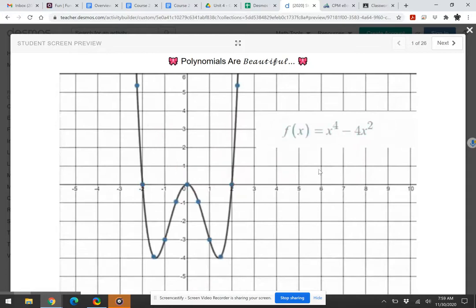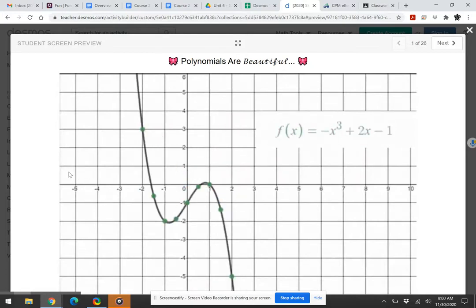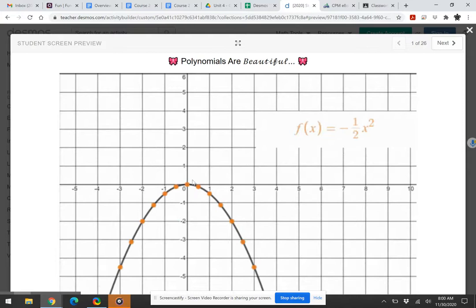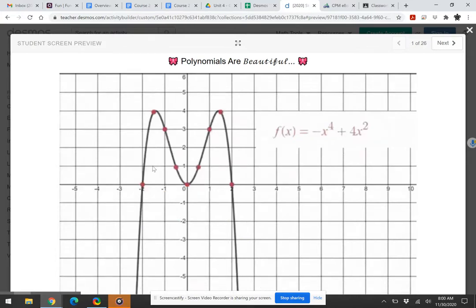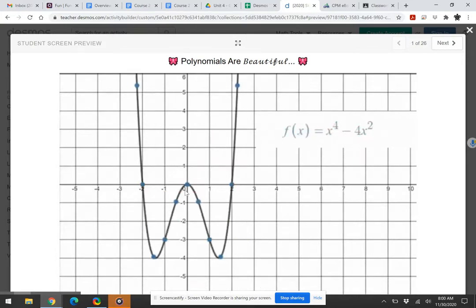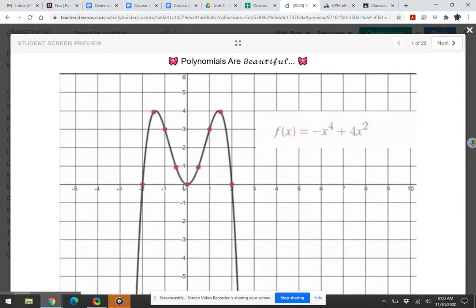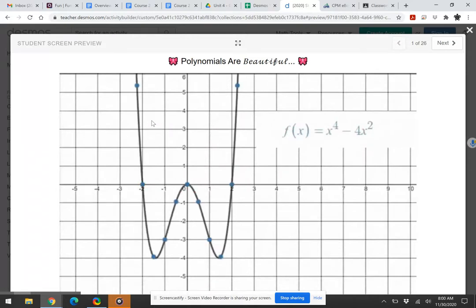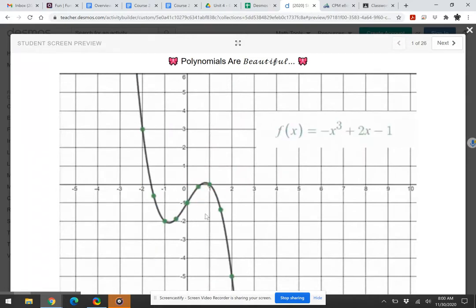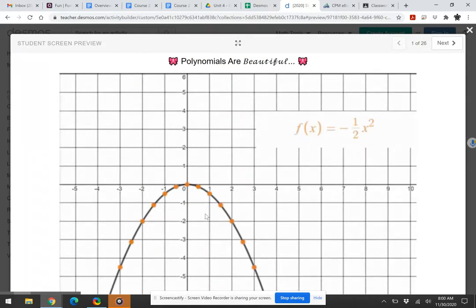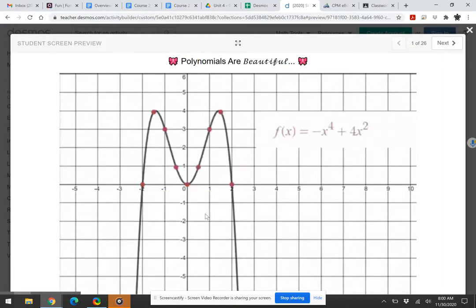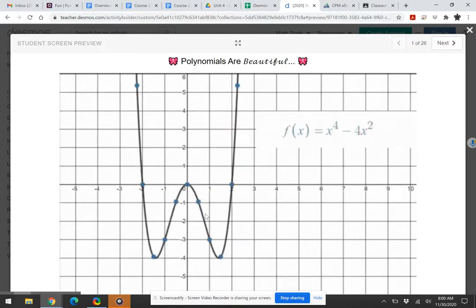Okay, notice that there's a pattern, a relationship between the graph and the degree. What the degree is telling you is how many times the function can have these humps, which we call local minimums and local maximums. When the degree is 4, it's got 3 humps. When the degree is 3, it has 2 humps. And when the degree is 2, it only has 1 hump.